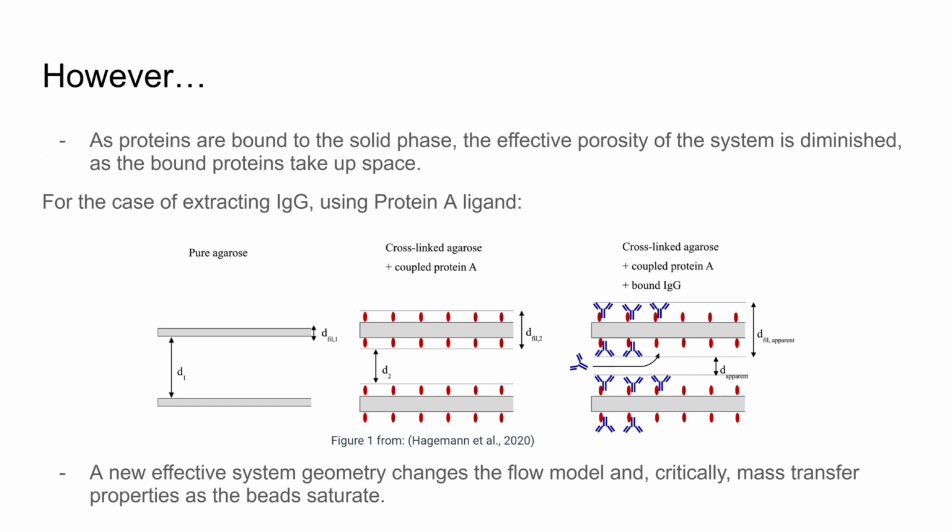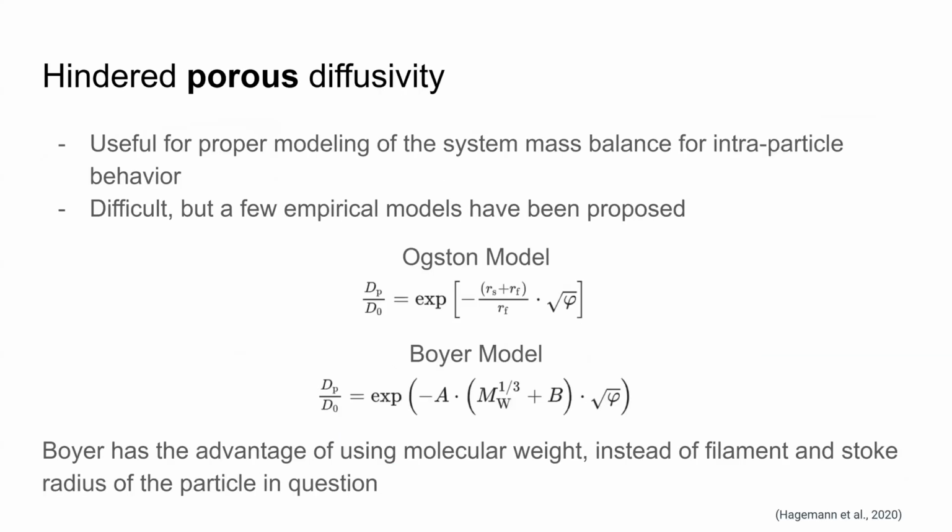In particular, when we talk about mass transport, which is the more important aspect of protein chromatography processes, this behavior worsens what is known as hindered porous diffusion. This is a type of diffusion that occurs when one tries to flow a solute through a porous media, when the pores of the porous media in question and the solute are of comparable sizes. Again, the adsorption of the proteins worsens this behavior as they become bound to the solid phase.